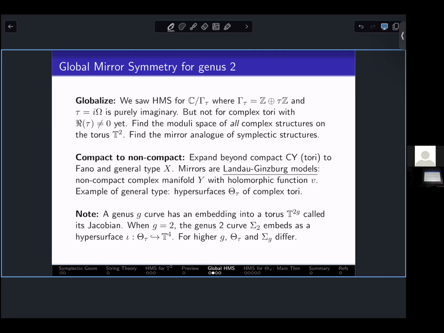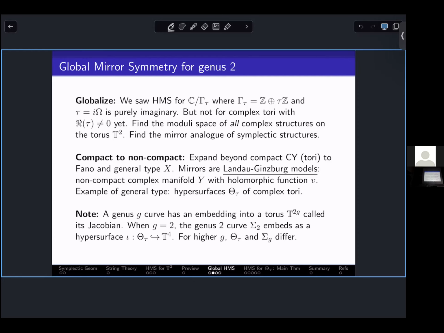The next thing, this is what I mentioned before: compact Calabi-Yau, like tori, are mirrored to compact Calabi-Yau, mirrors to Fano, and mirrors to general type are Landau-Ginzburg models. These are non-compact complex manifolds Y with a holomorphic function W, which is the Landau-Ginzburg model part. And this holomorphic function helps govern the non-compactness of the complex manifold. So hypersurfaces of complex tori are an example of general type.